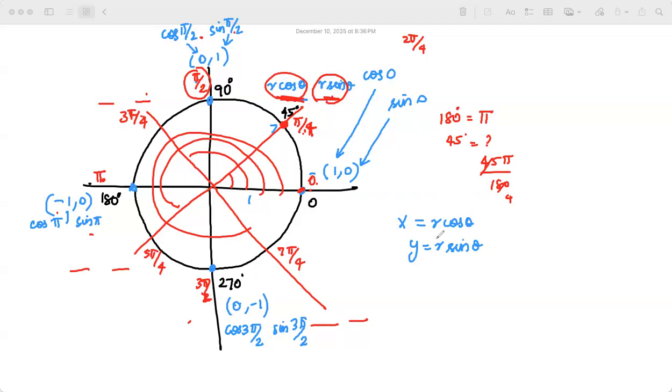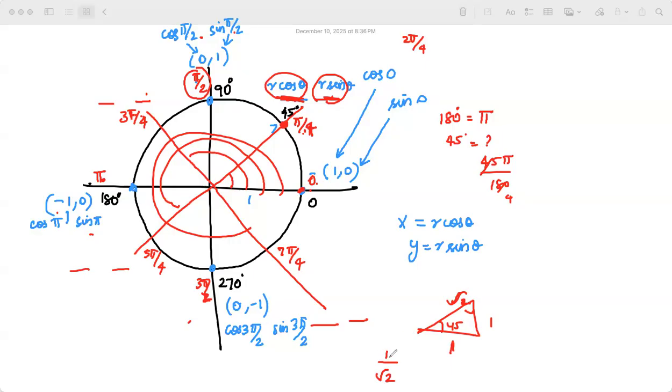Now, what is r cos theta? In a 45, 45, 90 triangle, remember 1, 1, root 2. So what was cos theta? It was 1 by root 2, correct? Makes sense? But remember, 1 by root 2 has an irrational denominator.